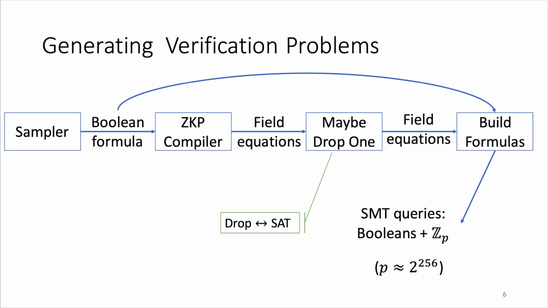Final note about our queries. Here, the prime is very big. In fact, for security reasons, most zero-knowledge proof systems require that the prime have 256 bits or similar. So that means the size of the field is 2 to the 256, which is absolutely huge. And this will end up being a problem or an opportunity down the line.